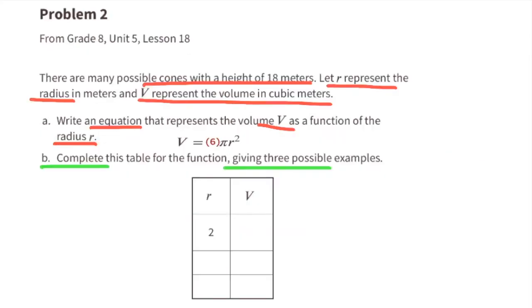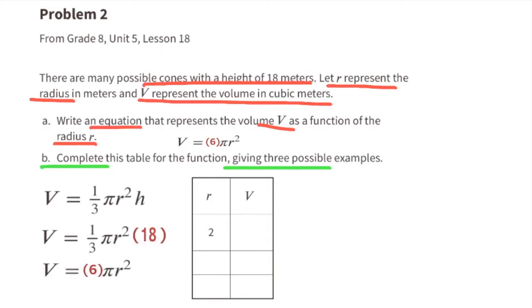B. Complete this table for the function, giving 3 possible examples. Remember, we're going to use the equation V equals 6 times pi times R squared. So if the radius is 2, we'll substitute the R with a 2. Now it reads V equals 6 times pi times 2 squared. 2 squared is 4, and the order doesn't matter, so we can do 6 times 4 times pi. Now the equation reads V equals 24 pi. When the radius is 2, the volume is 24 pi.